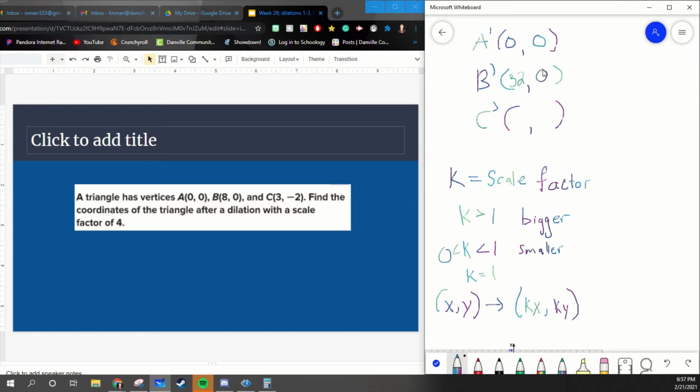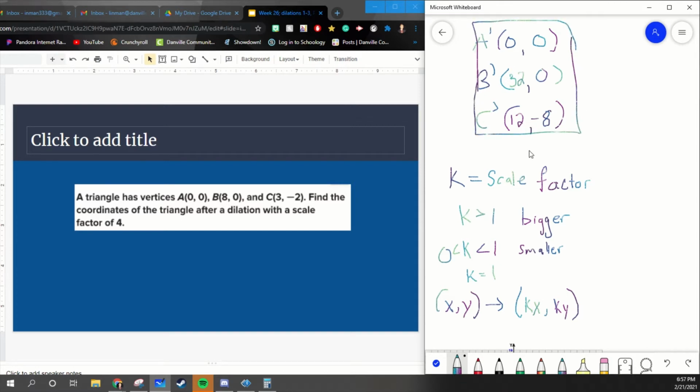So this is going to be a much larger triangle, our image is going to be a much larger triangle than our pre-image. C: 3 times 4 is 12. And that negative 2 times 4 gives you negative 8. So you're still going to be following the same integer rules. Negative times a negative is a positive. Positive times a negative is a negative. And all of that good stuff. So this would be your answer to this problem.